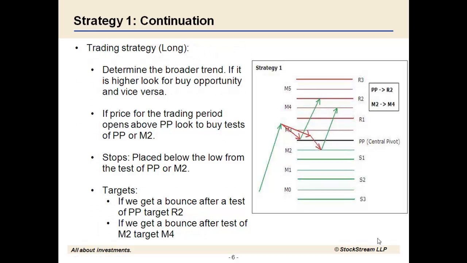Continuation. In this case, the trading session open is consistent with the broader trend. For example, the session opens above the central pivot for a market in an uptrend. In this situation, we will look to buy tests of PP or M2. Stops can be placed below the lows formed before the reversal from PP or M2. If the price bounces from PP, the projected target is R2. On the other hand, if we get a bounce from M2, the projected target is M4.